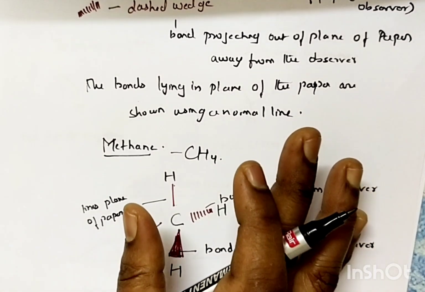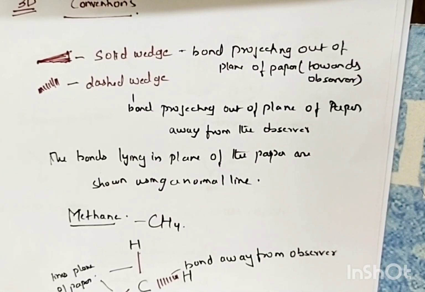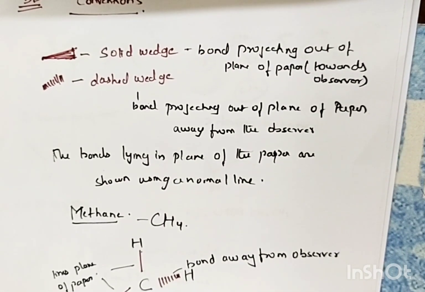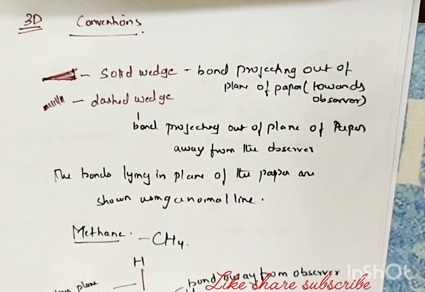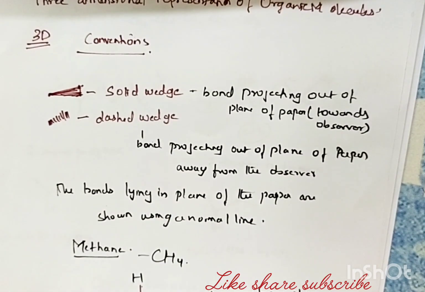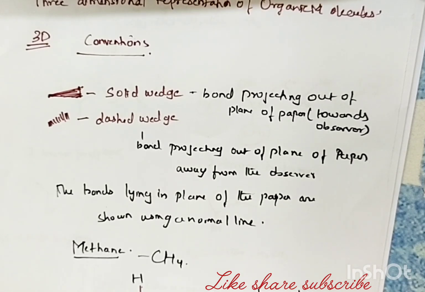So these are the four ways of representing organic compounds. The first one was the dash line structure, the second one was condensed, the third one was the bond line structure, and the fourth one is the three-dimensional structure.